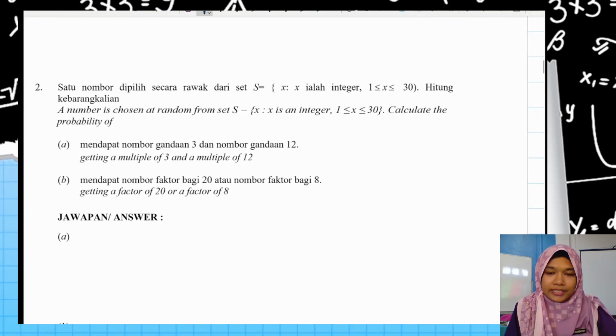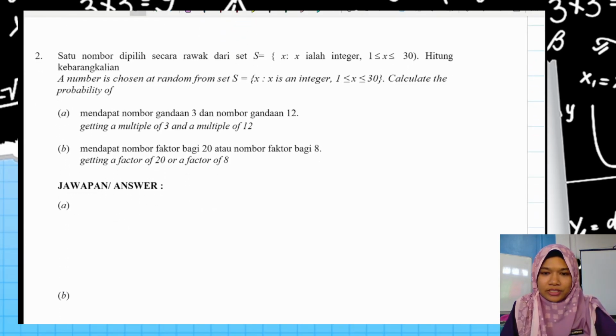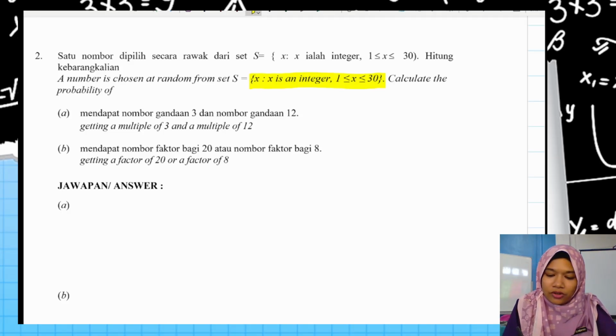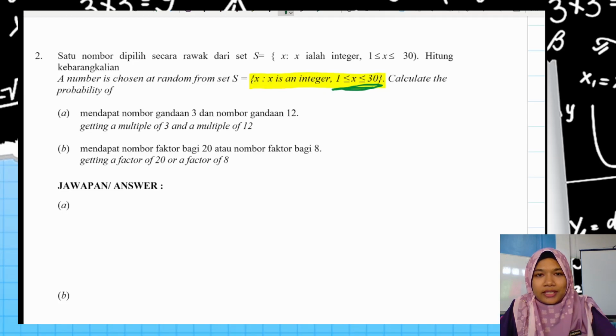Next, I will continue with the second question. A number is chosen at random from set S, where S is the set of x, and x is an integer. What is an integer? An integer is a whole number, either positive or negative, including 0. But here the range of x is already given. x is between 1 and 30. Does it include 1 and 30? How do you know?